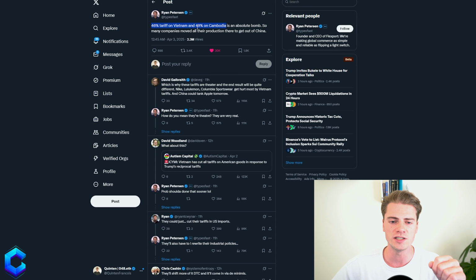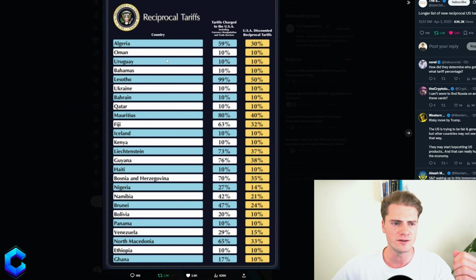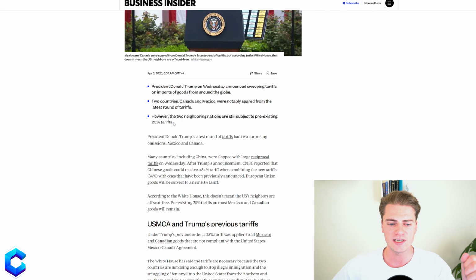Actually, Asia is hit more than other continents. The European Union, for example, faces 20%, the UK 10% and so on. But Southeast Asia and Asia are hit badly by these tariffs, which will go into effect in two days, on the 5th of April. And you could wonder, why are Canada and Mexico not in this list of all these countries facing these tariffs? Well, the reason is that Canada and Mexico were already announced. They will face 25% tariffs.